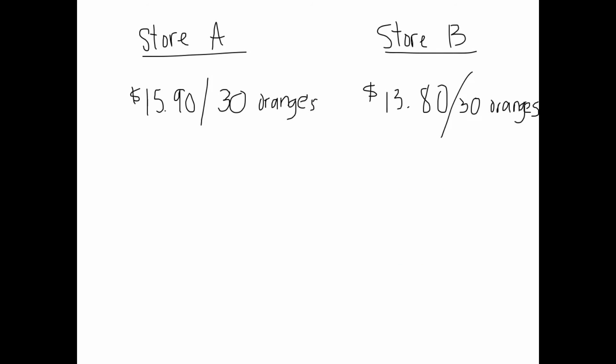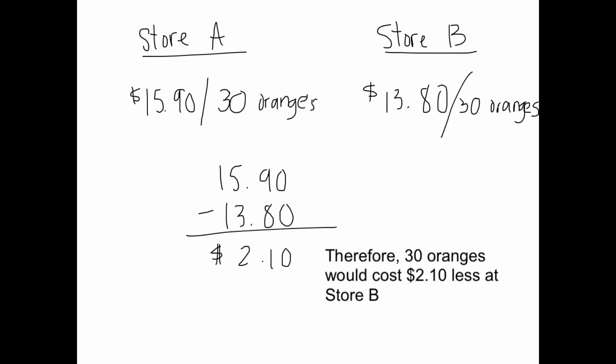Now that we know the total cost for 30 oranges from each store, we need to figure out how much less the oranges cost at store B. Well, we know that store A costs more, and we want to know the difference between the two. So we're going to subtract $15.90 take away $13.80 to figure out how much less it's going to cost. And when we subtract this, we get $2.10. Therefore, 30 oranges would cost $2.10 less at store B.